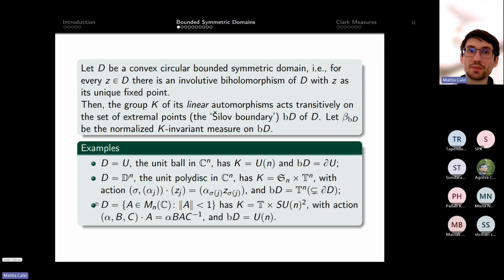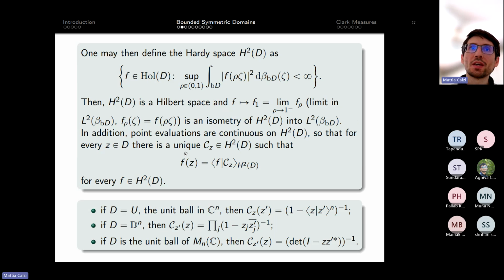And then there is another example, the unit ball for the space of n by n square matrices with the operator norm. And in this case, one may describe K as this product of the torus acting by multiplication, so diagonal elements, and this special unitary group squared, which acts by composition on the left and on the right. And the Shilov boundary is the unitary group. So these are the examples that I will carry on in the discussion.